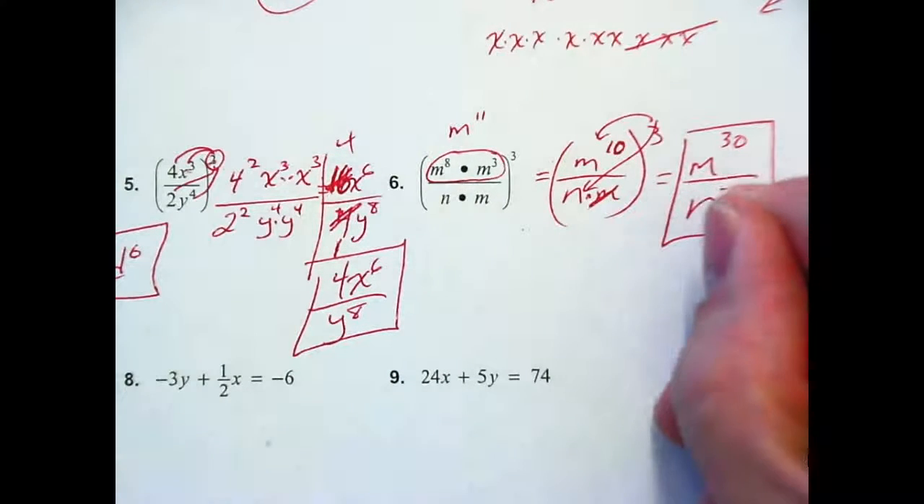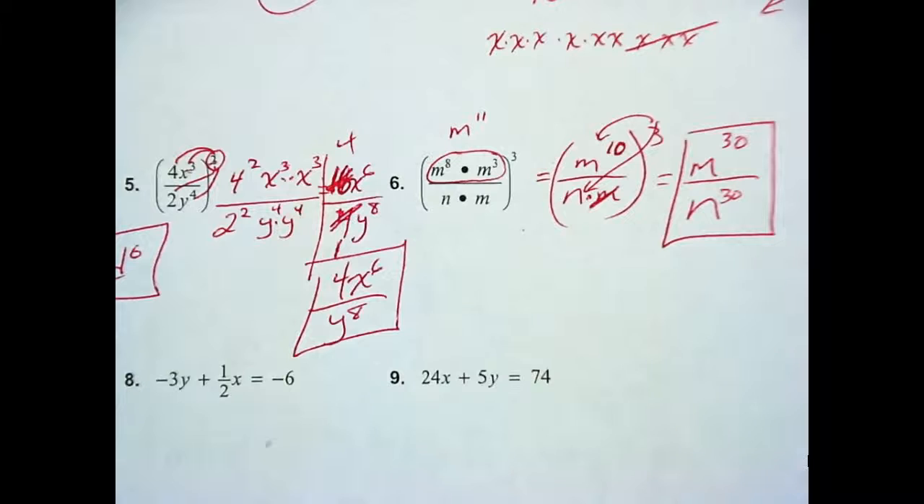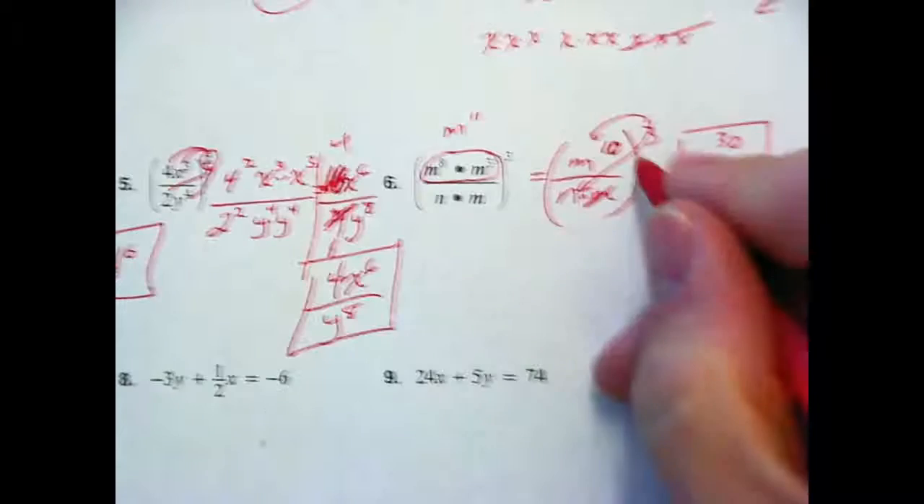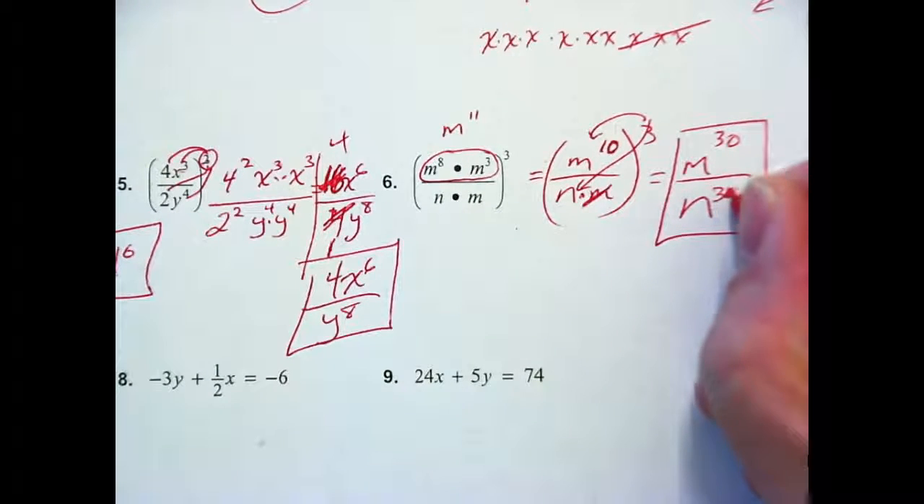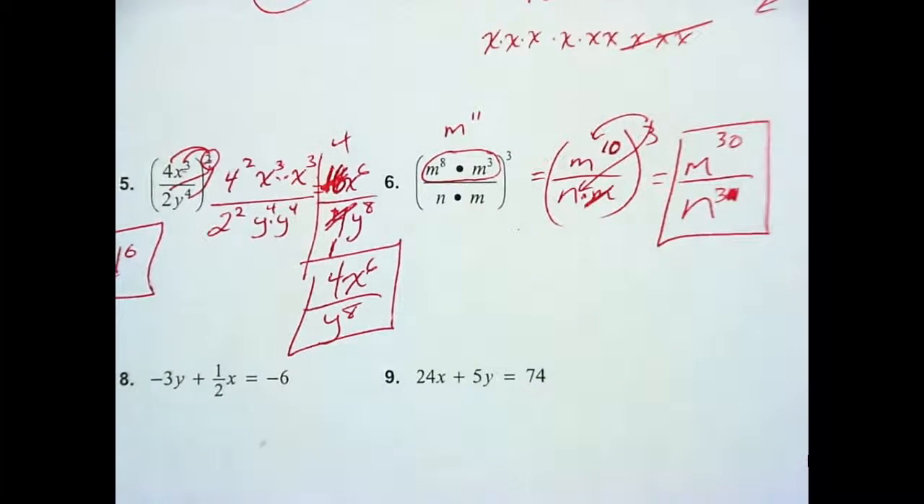This would be n to the 30th, yes. Sorry. To the 3rd. My goodness. What's that? Because we canceled an m.